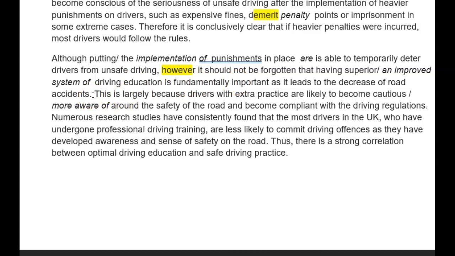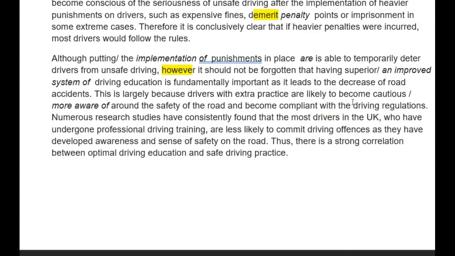Good. Excellent, very, very nice, strong sentence, nicely developed. This is largely because drivers with extra practice are likely to become, I would go more aware of the safety, we would say road safety, and become compliant with driving regulations. We would say "and comply with". You don't really need to become compliant, just go comply with. It's still a very, very good word. Driving regulations or local driving regulations, because we're talking about all over, aren't we?